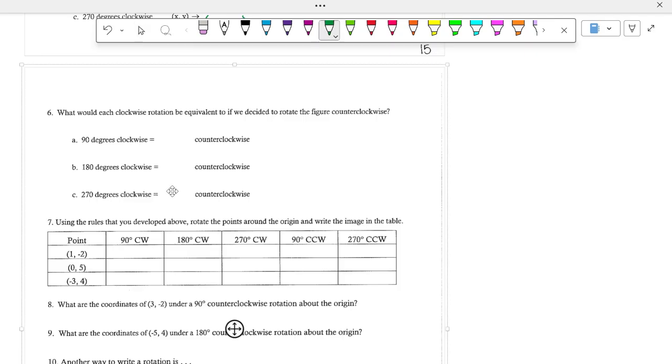270 degrees clockwise is the same thing as 90 degrees counterclockwise. If I go 180 degrees, so 2 quadrants away, I still end up in quadrant 3. So 180 in either direction is just 180 degrees. If I go 270 counterclockwise, I go 3 quadrants away. So I would end up here. So that's the same thing as what clockwise? How many degrees clockwise? 90.